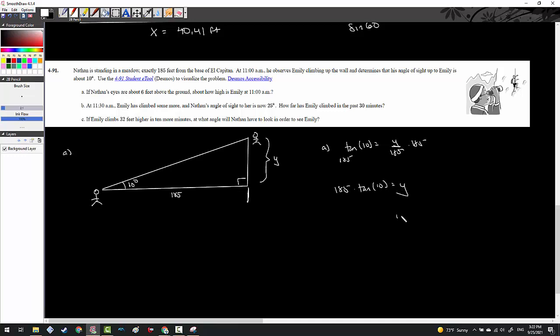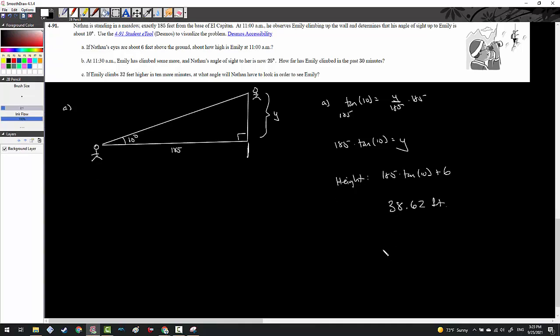Now, here's the thing: I'm going to get a number for that, but I also need to add 6 to that value. So her height, when all is said and done, is going to be 185 times tangent of 10 plus 6. That ends up becoming 38.62 feet in the air. That's how high Emily is at that moment in time. So pretty classic problem. We've dealt with this before with the woman in the UFO and the guy staring at the Tokyo Skytree. We've been through those problems before, and so hopefully that makes enough sense.